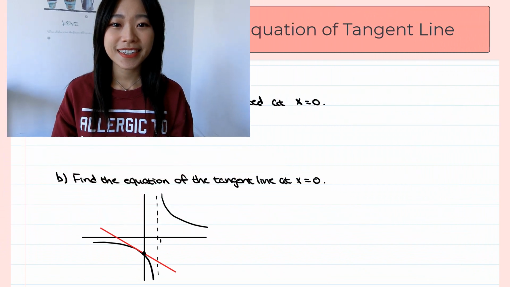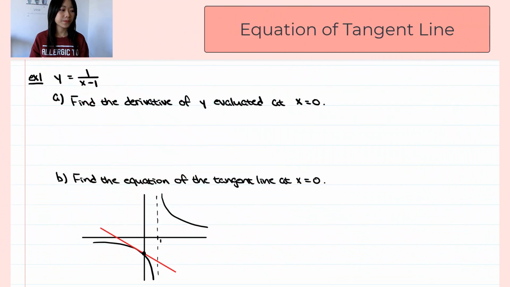My name is Gina. In this video, we are going to look at two examples using derivative to find equation of tangent line. Let's start with the first one. The function is 1 over x minus 1. We are going to do it step by step. So in part A, let's find the derivative of y evaluated at x equals to 0.